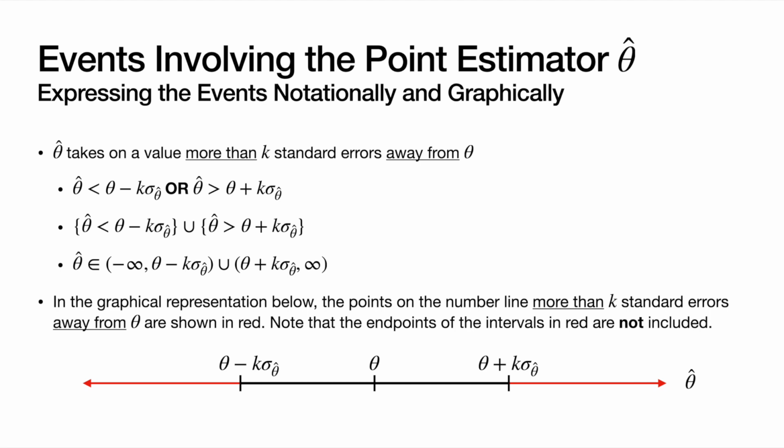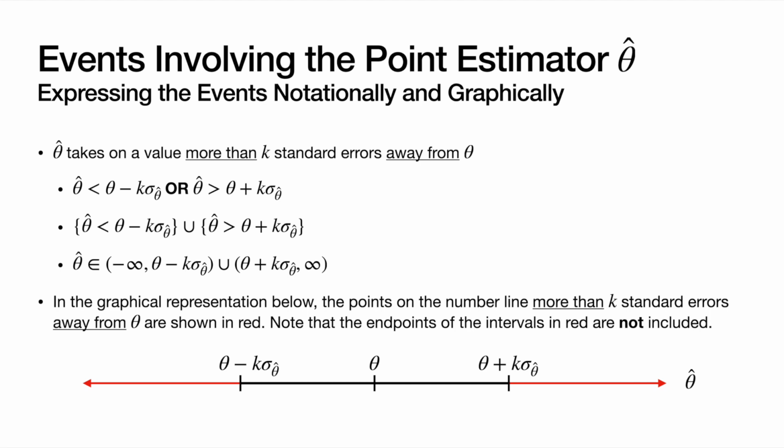And finally, it can be represented notationally as theta hat being an element of the union of the open interval from minus infinity up to theta minus k times the standard error of theta hat, with the interval with theta plus k times the standard error of theta hat as the lower endpoint and positive infinity being the upper endpoint. Now, in that last piece of notation, notice that each of those individual intervals, which we're putting together with a union, is an open interval on both ends. And so neither endpoint is included on either of those individual intervals.